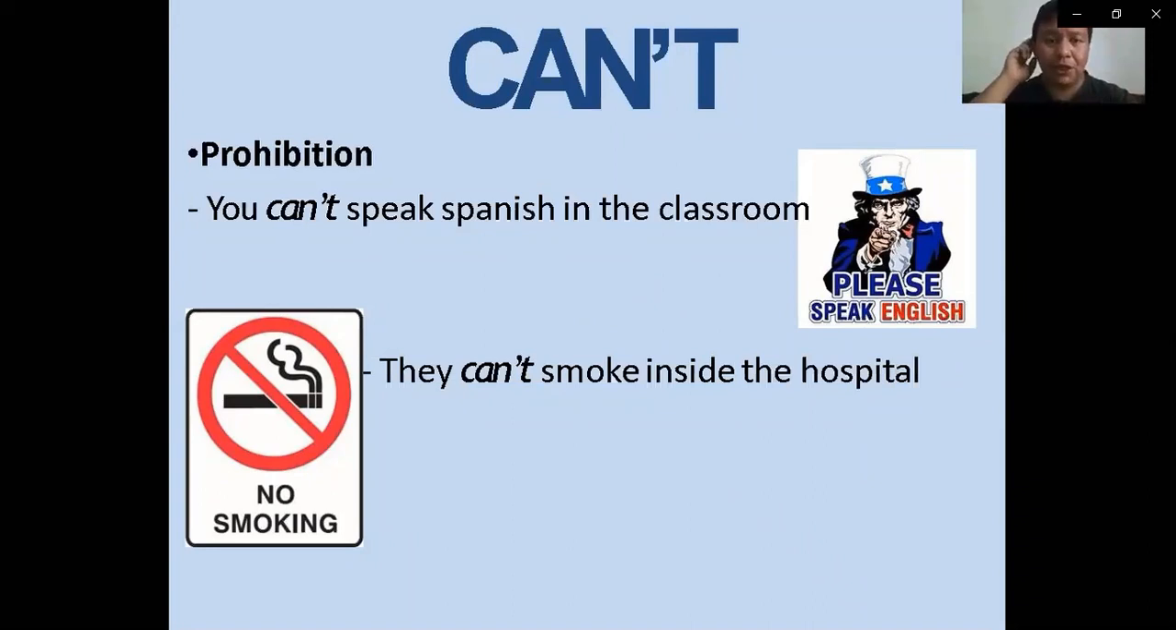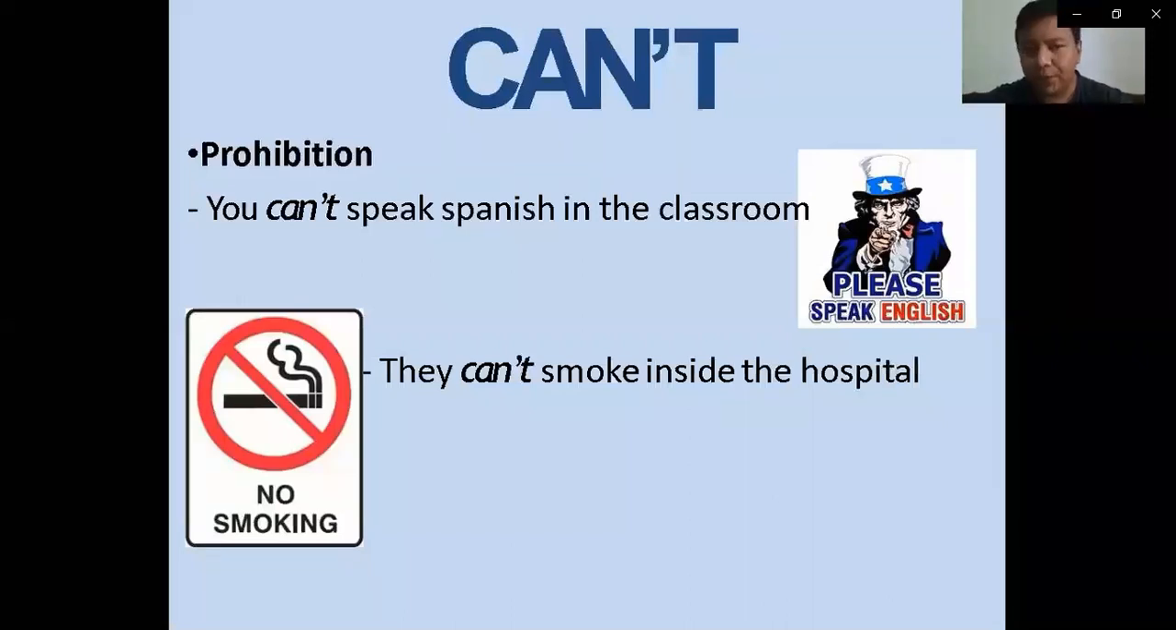Can't, for prohibition. Remember that can't is the abbreviation, a contraction of cannot. So, as you can see there in the picture, we have a "Please speak English." That is an order, right? In most cases in English class, teachers ask for that. Please speak English. So, you can't speak Spanish in this classroom. You can't speak Spanish in the classroom.